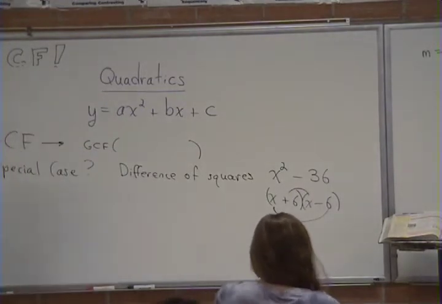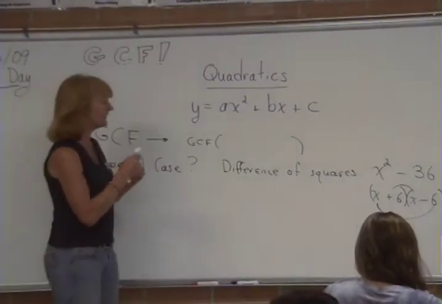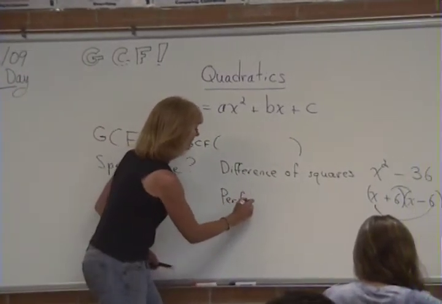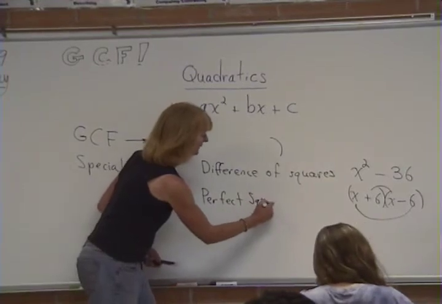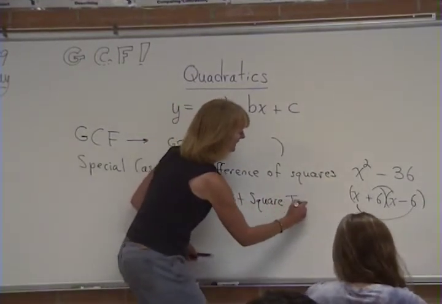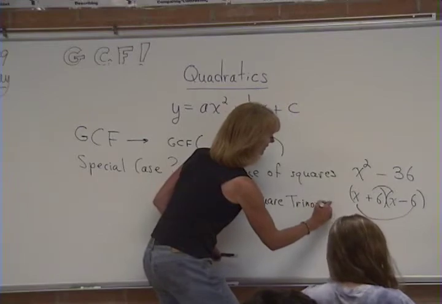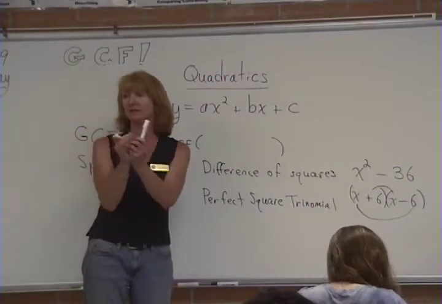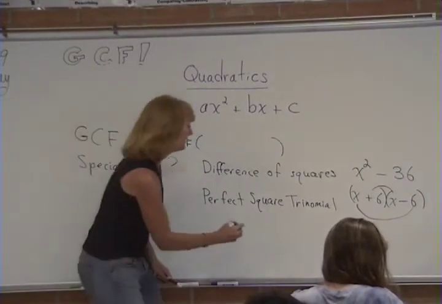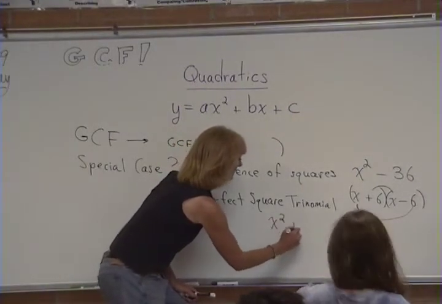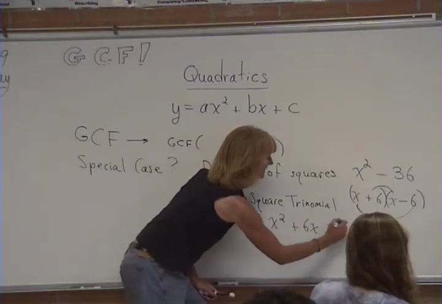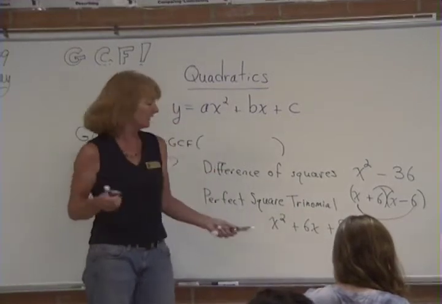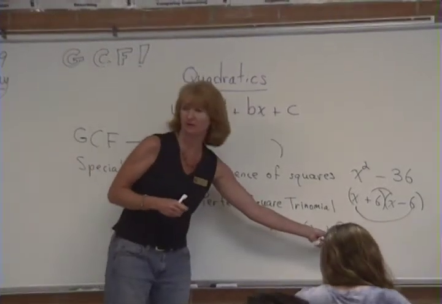All the other pieces you need to factor are trinomials, and so that leaves a second special case, and that's a perfect square trinomial. A perfect square trinomial has a perfect square on one side, a perfect square on the other side, but there is a middle term. An example of that is something like x squared plus 6x plus 9. You don't look at the middle term, you look at the bookends. You look at the first and the last. This is a perfect square, this is a perfect square.